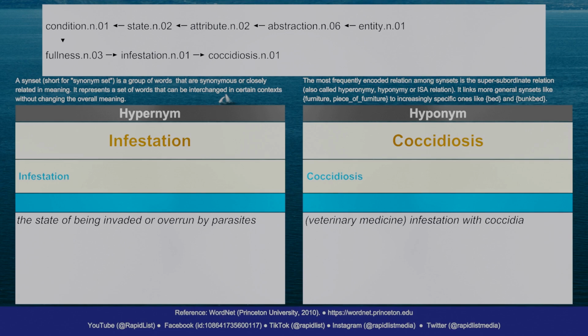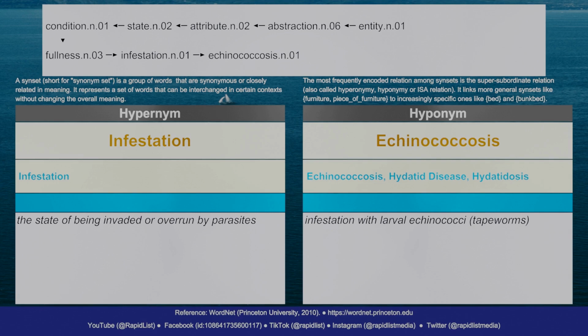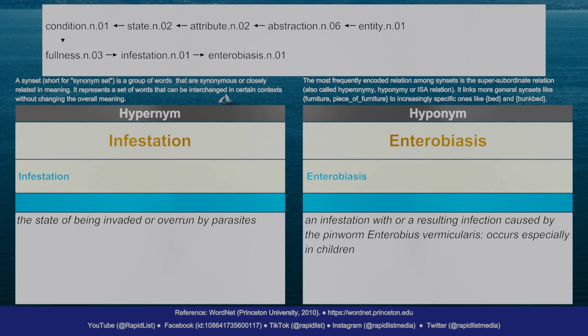Coccidiosis. Veterinary medicine, infestation with coccidia. Echinococcus. Infestation with larval echinococci, tapeworms. Enterobiases. An infestation with or a resulting infection caused by the pinworm Enterobius vermicularis, occurs especially in children.